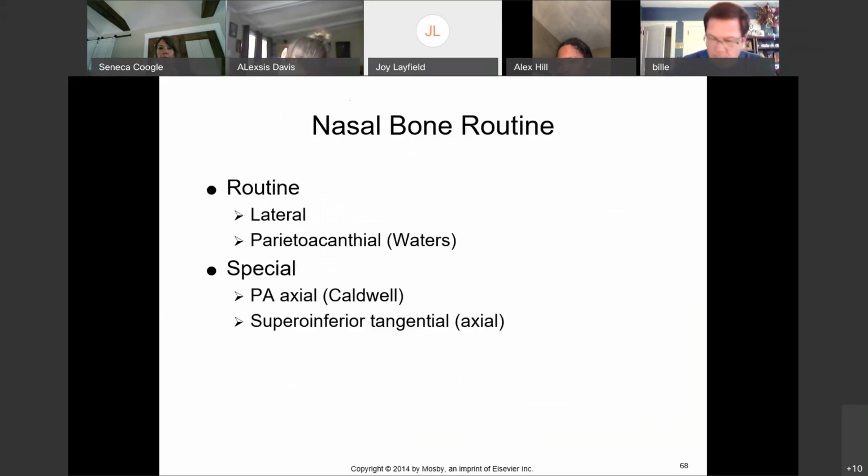Nasal bones. I love nasal bones. They are easy to burn out because they are so small. But the routine is you're going to do both laterals, right and left lateral, and a Waters. I've never had to do a Caldwell for nasal bones. Typically, both laterals and the Waters, you'll get it every time. Maybe a tangential, but again, that's not something that you really have to do all the time. If it's that bad, they're probably going to send them off to CT anyway.